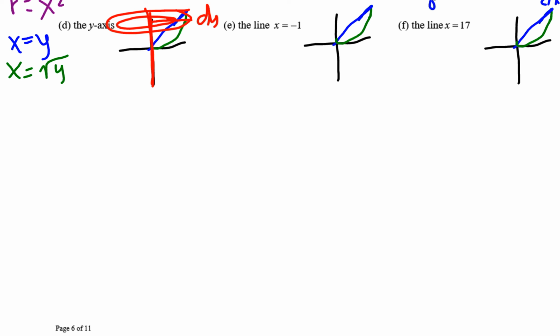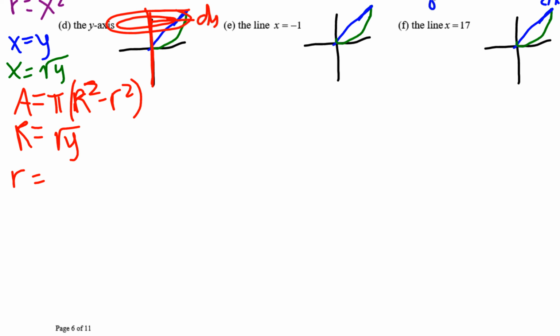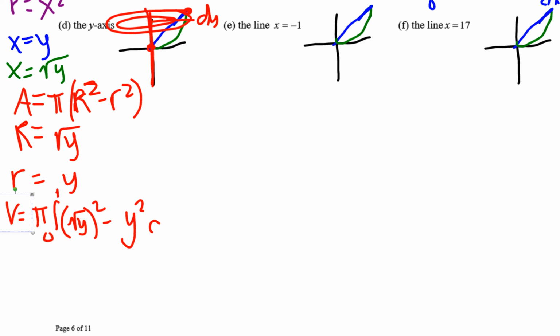Okay, so our big R, oh, we got a washer. We should write this, area equals pi times big R squared minus little r squared. Big R would be square root of y minus 0. Little r is just y. So then our volume would be given by pi. And now we're going from y values. It's still 0 to 1 because the point up there is 1, 1 where they intersect. 0 to 1, square root of y squared minus y squared dy.